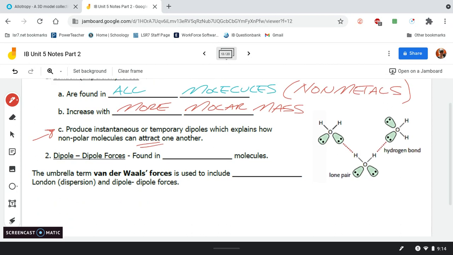Number 2, dipole forces. These are going to be the ones that are kind of in the middle in terms of strength. And they are going to be found in polar, okay, there's that word again, polar molecules. How do you find out if something's polar? You got to be able to draw the dot structure. And so there we go. We're coming full circle again. Dot structures again. If it's polar, it has dipole. So you can even look at the name.